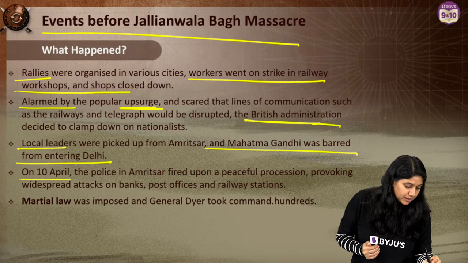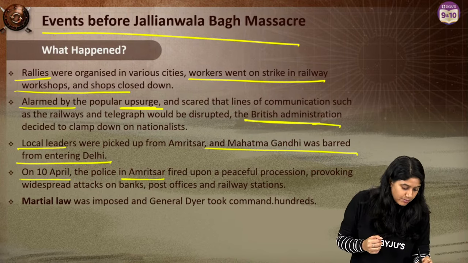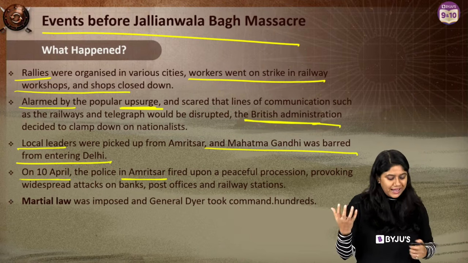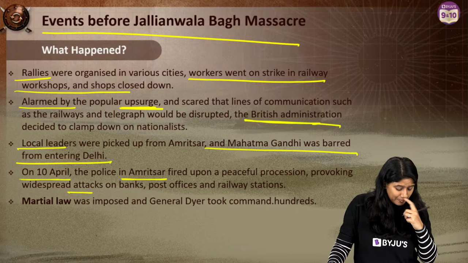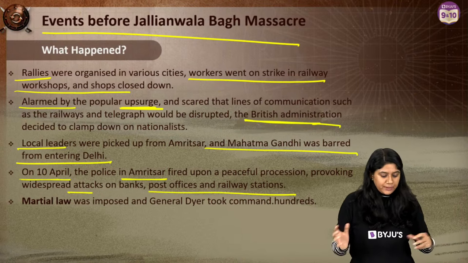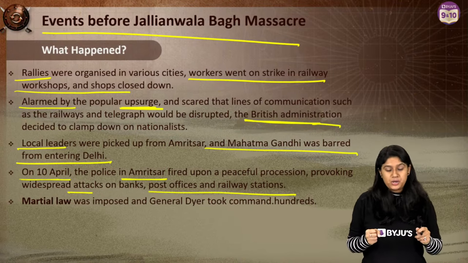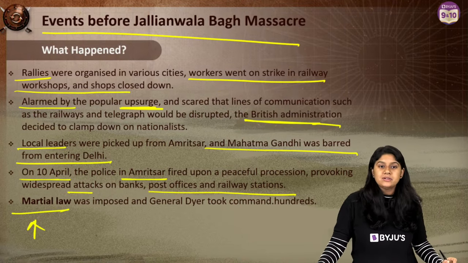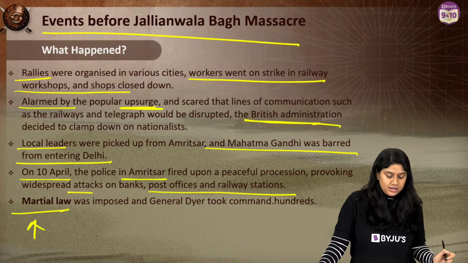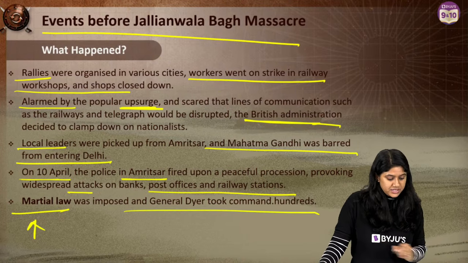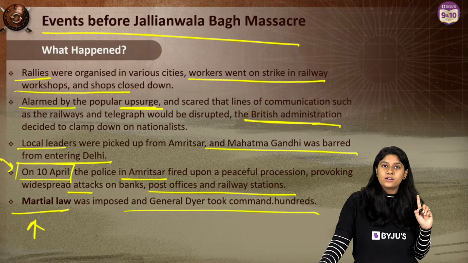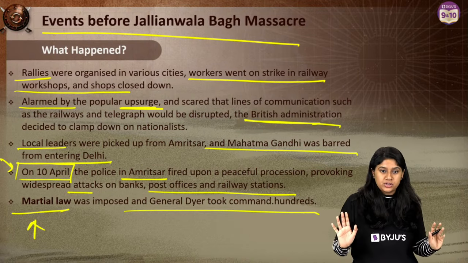On 10th of April, we saw that the police in Amritsar attacked the people, and of course, they tried to control that whole situation. And General Dyer said that we have the martial law. Okay, everyone? Martial law was implemented. So after the incident of 10th of April, martial law came into the picture.